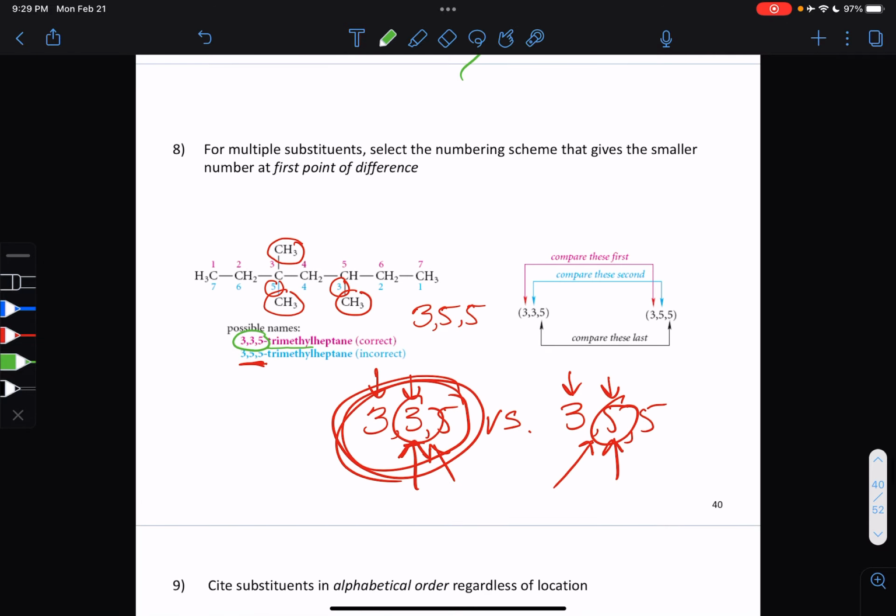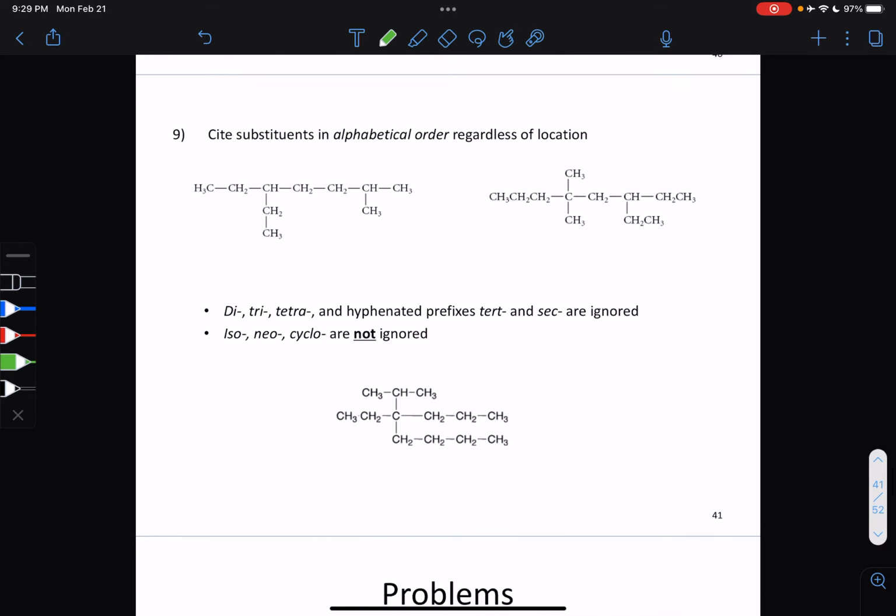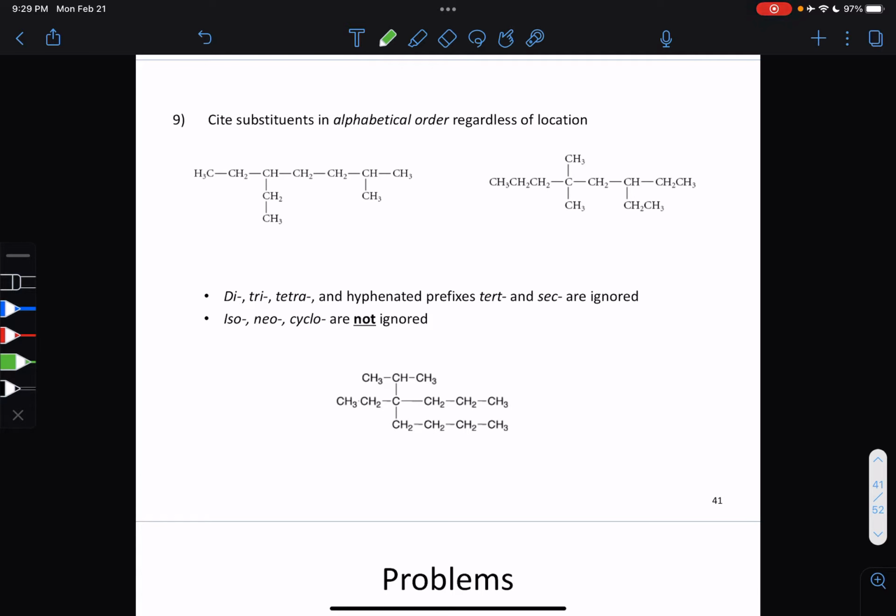Okay, moving on to number 9. We want to cite our branches in alphabetical order when we name things. And what that looks like is right here. We're going to have to first figure out what our longest continuous carbon chain is. I'm just going to tell you it's the horizontal carbon chain, so we're going to use this one right here. So I'm going to take that away.